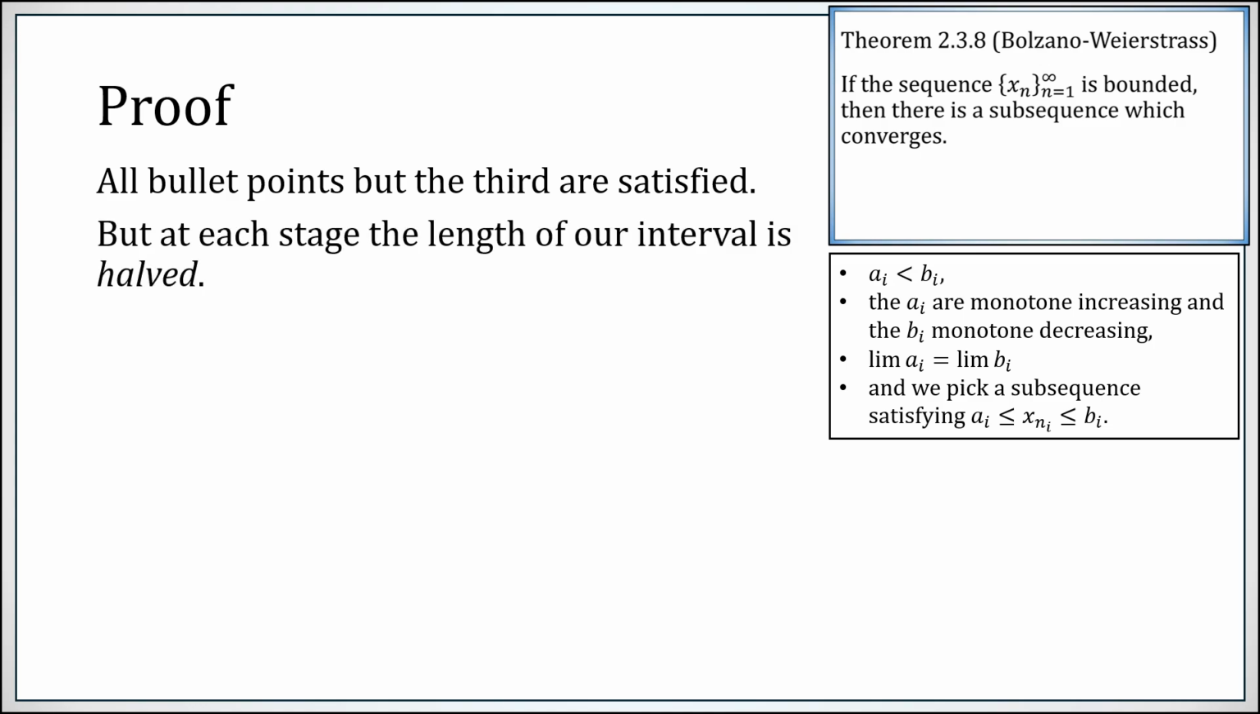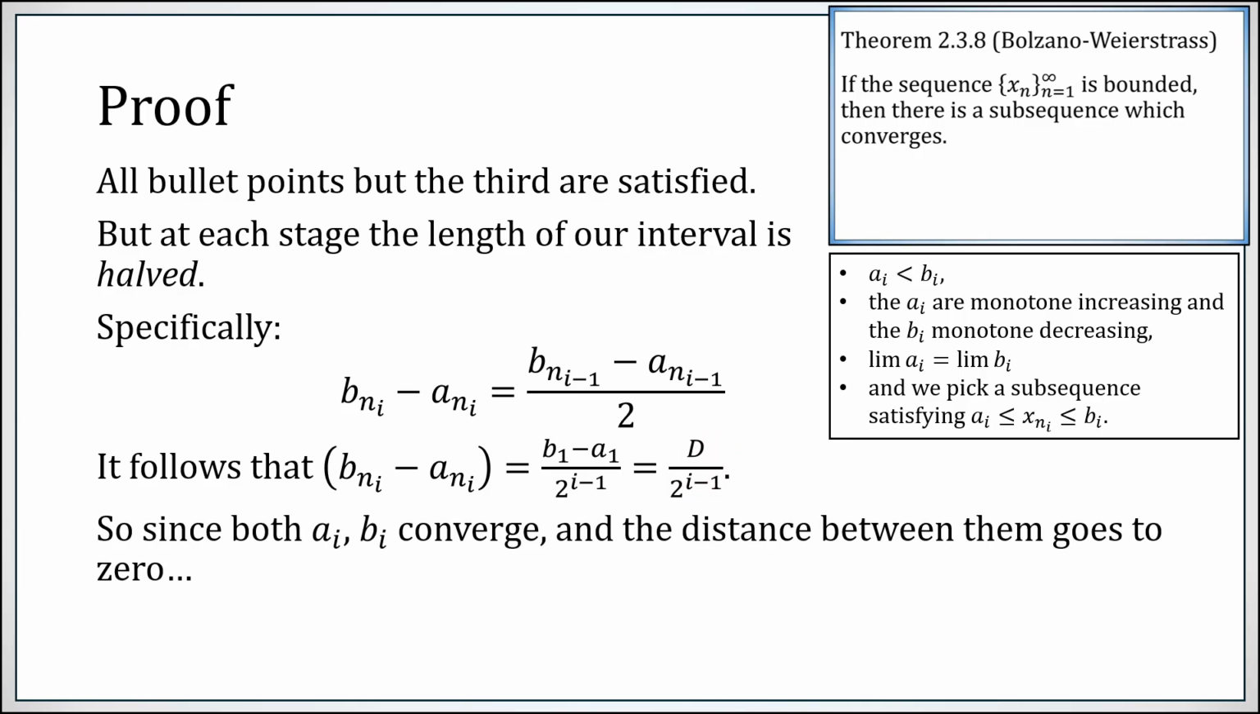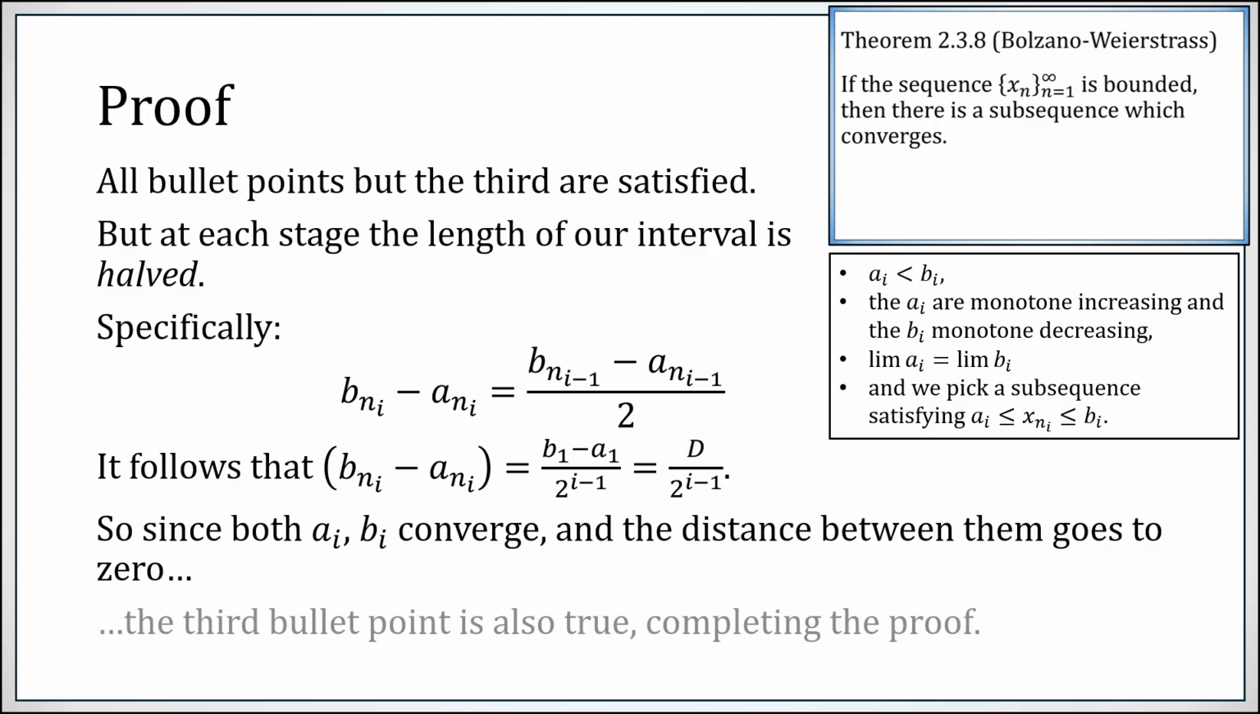But at each stage, we cut our interval in half. So the length of the interval at one stage is half the length of the interval at the previous stage. It therefore follows that the ith interval is of length the original starting length over this growing power of 2. So the a_i have to converge, the b_i have to converge because they are monotone and bounded. Also, the distance between them is now seen to be going to 0, so they must be converging to each other, completing this proof of the Bolzano-Weierstrass theorem.